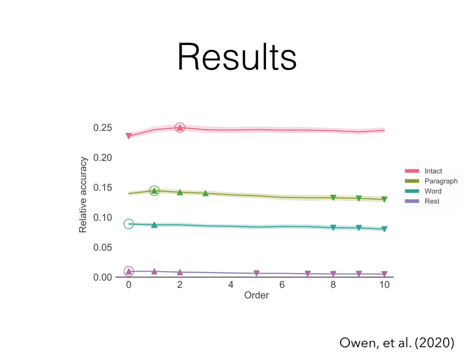And looking at these results, you can see 2 things. One is that as the story is more temporally structured, the better the decoding accuracy. So the intact condition overall has the best decoding accuracy, then the paragraph condition, then the word condition, then the rest. And second is that as the story is more structured, the higher order patterns become more informative.